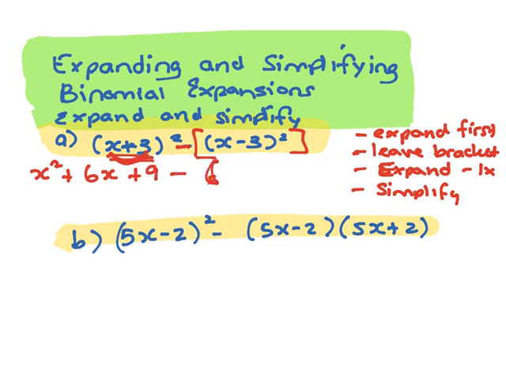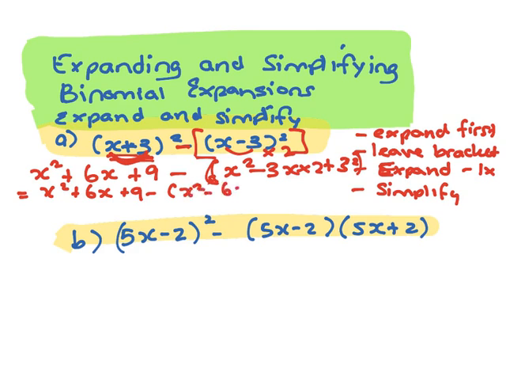The second one, square the first, so that's x squared. First times last, and you double that. So x times 3 is 3x, so it's -3x, and times 2, and then square the last. So 3 squared, which is 9. So you get x squared plus 6x plus 9 minus (x squared minus 6x plus 9).